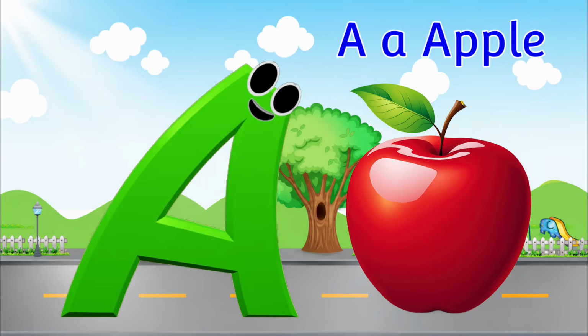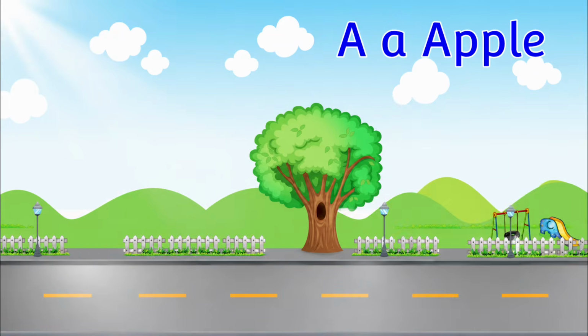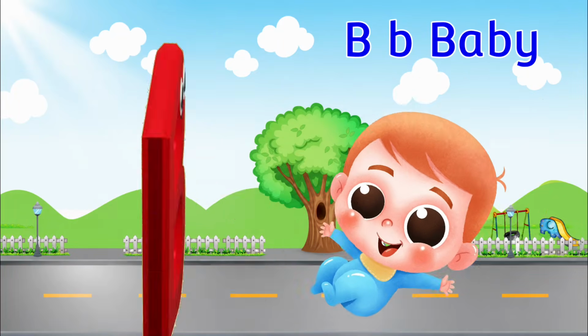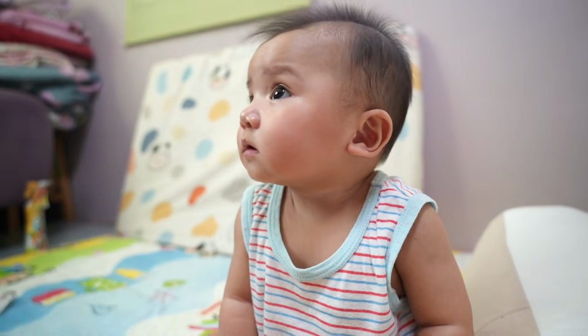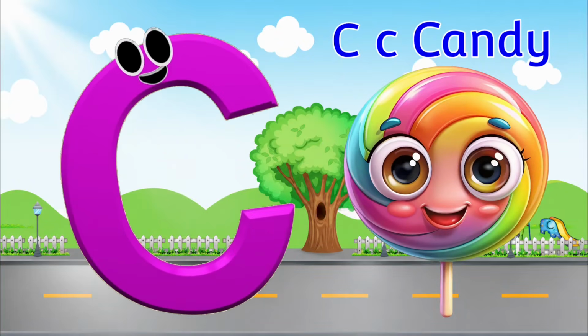A is for apple. Apple. Apple. Red apple. B is for baby. Baby. Baby. Small baby. C is for candy.